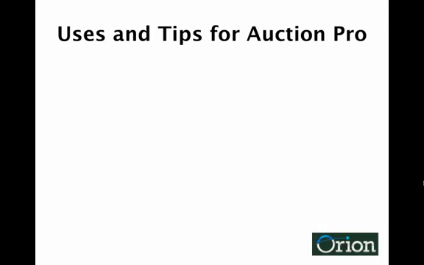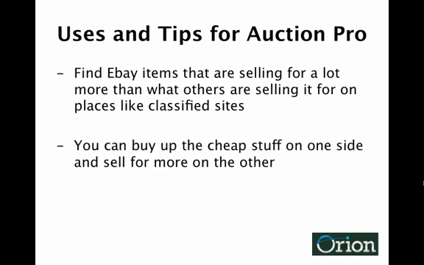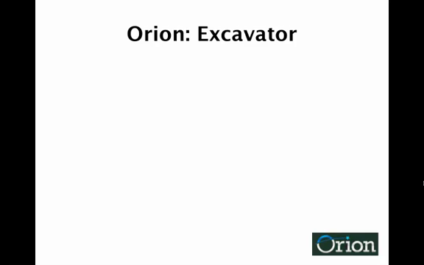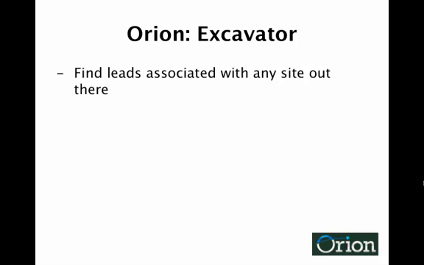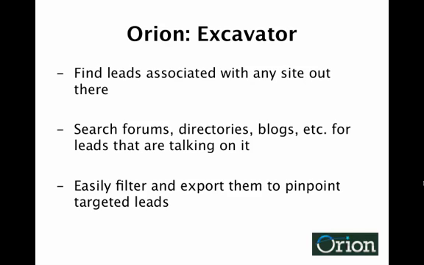So here's some uses and tips for Auction Pro. You can find eBay items that are selling for a lot more than what others are selling it for on places like classified sites. You can buy up the cheap stuff on one side and sell it for more on the other side. You can also use it as a market research tool to see what markets are hot and then develop offers in those markets. Next up is the Excavator. This finds leads associated with any site out there. You can search forums, directories, blogs, and so forth for leads that are talking currently on it. You can easily filter and export them to pinpoint targeted leads.